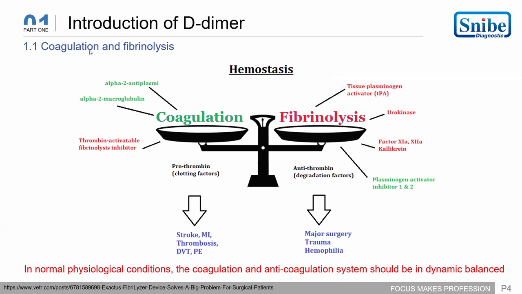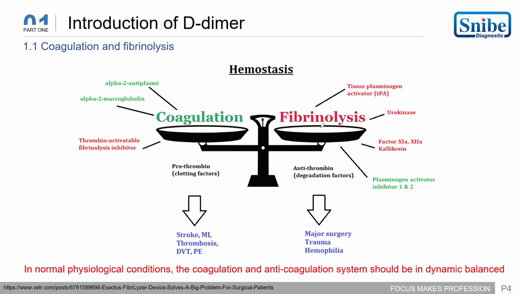If you talk about D-dimers, this is basically a marker for coagulation and fibrinolysis in the hemostasis stage. In a normal physiological condition, the coagulation and anticoagulation systems are in a dynamic balance. If we talk about coagulation, there are clotting factors like thrombin-activated fibrinolysis inhibitor, alpha-2 macroglobulin, and alpha-2 antiplasmin. They play a vital role in strokes, myocardial infarction, thrombosis, and DVT and PE cases.